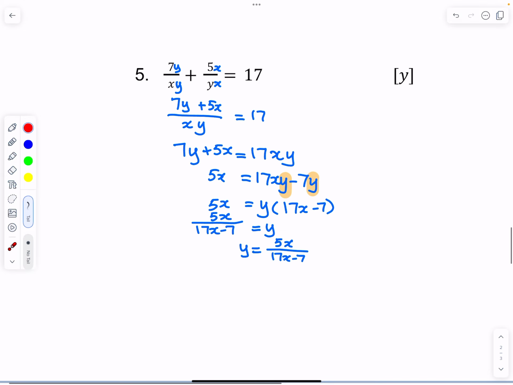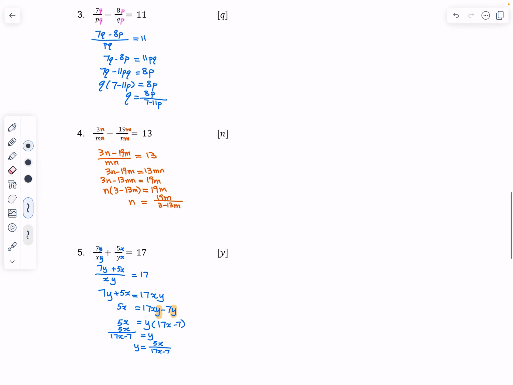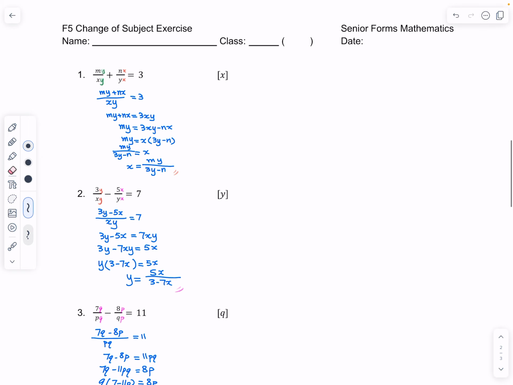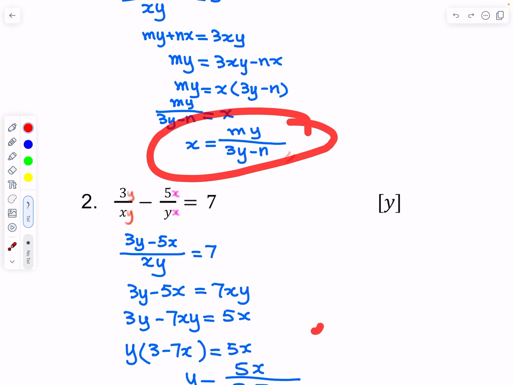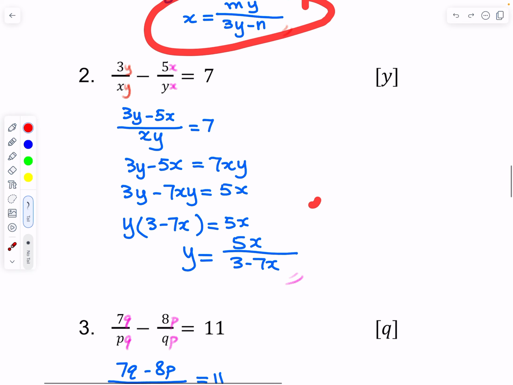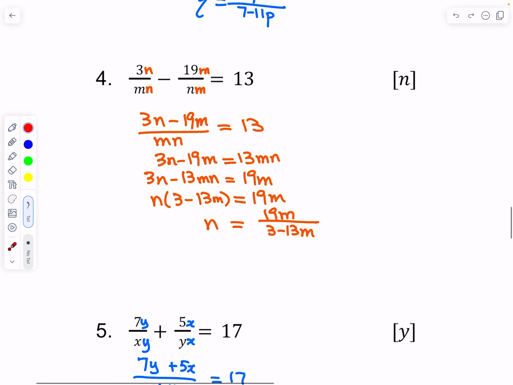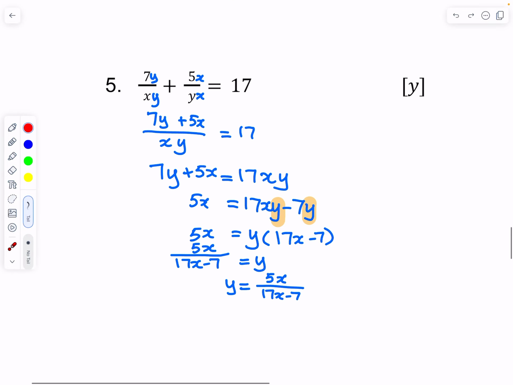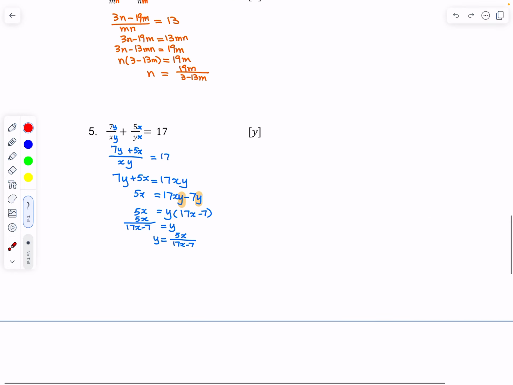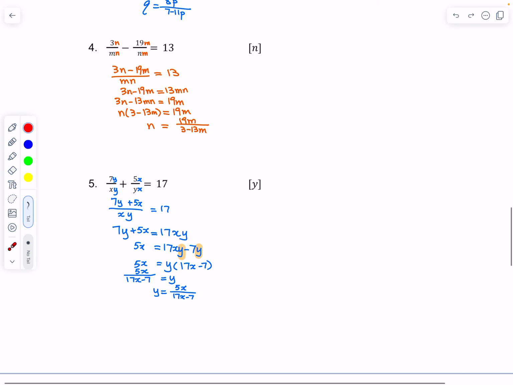Any more questions? No. So that is the end of this exercise, change of subject. So let me just show the whole answers together. One. Oh, is it too small? 2, 3. You can ask the teacher to pause the video if you want specific question. 4, 5. So easy.